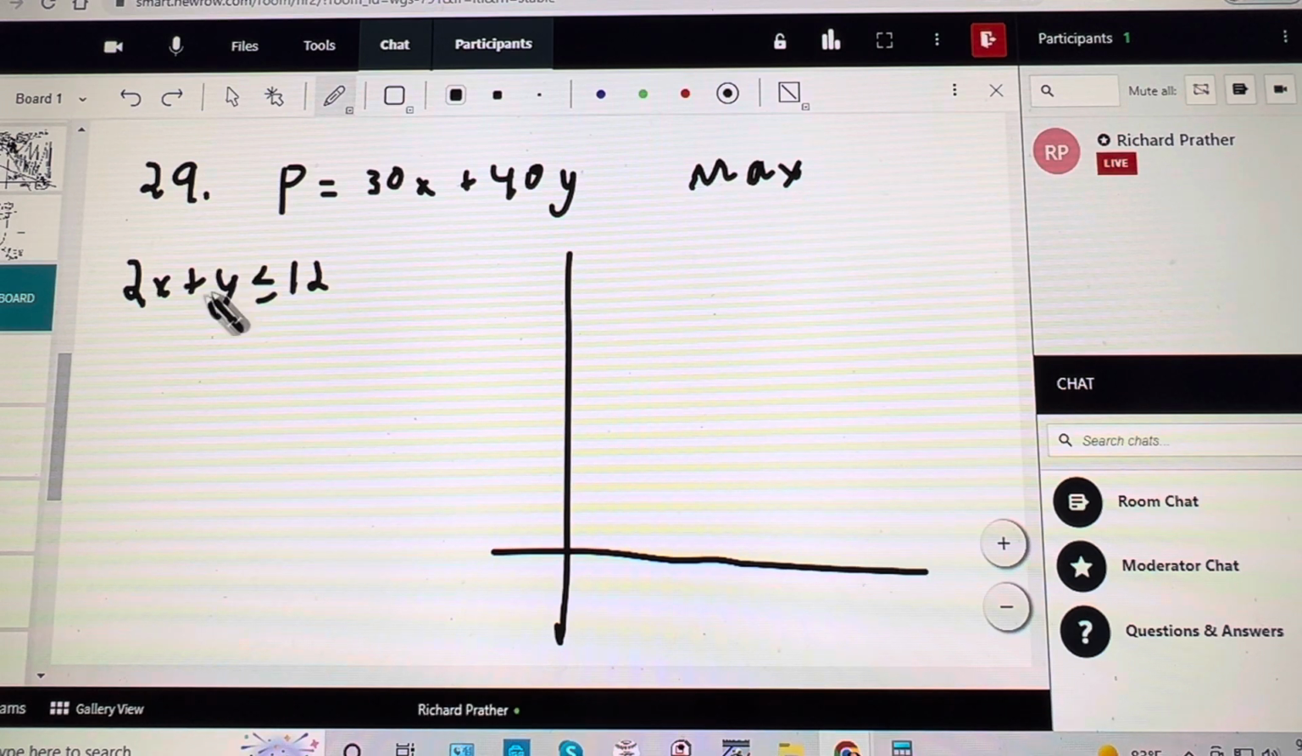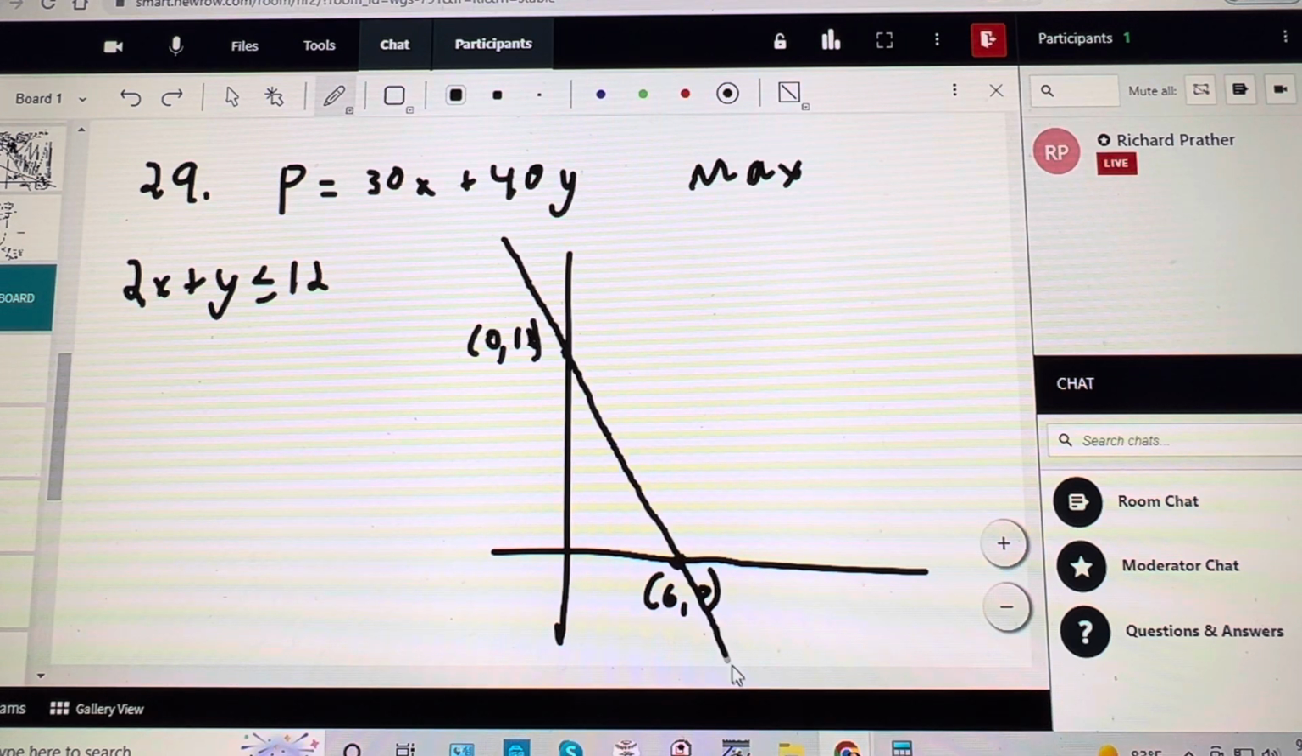So plug 0 in for y, 2x is 12, x would be 6. Plug in 0 for x, and y would just be 12 directly. Here's the first of 3 of these diagonal lines, and everything's less than, so we're coming down in this triangular region so far.